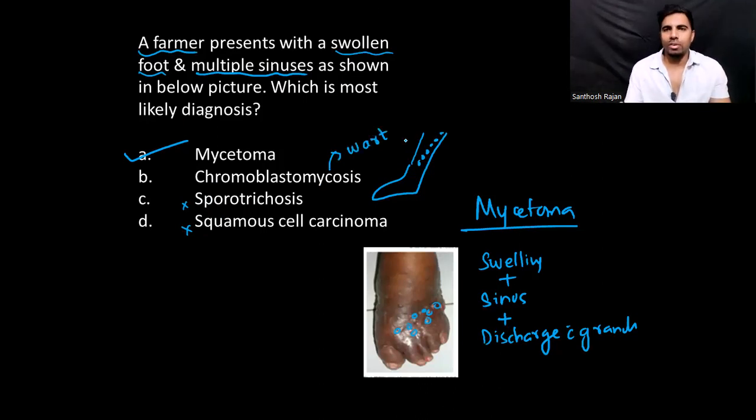We call it verrucous dermatitis. Okay, verrucous dermatitis. So what is the lesion like? I'll show you. So that is also not it. So here, with multiple sinuses and discharge, very simple: mycetoma, or Madura foot.